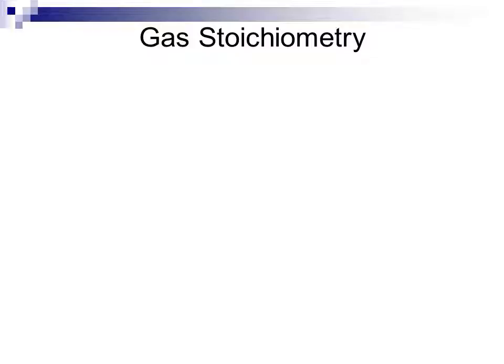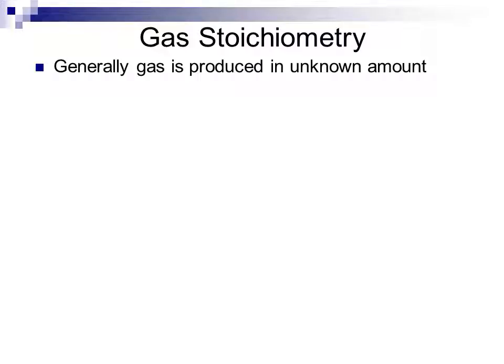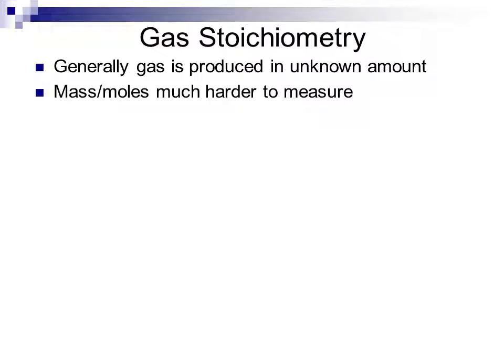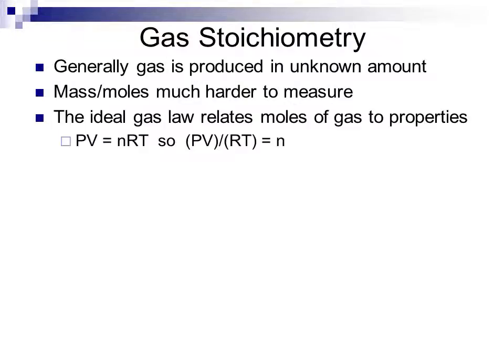When we look at gas stoichiometry then, generally gas is produced in an unknown amount because it's difficult to quantify the gas. We have difficulty measuring the amount of mass or moles of a gas directly because it can't be isolated into a single weighable amount in most cases unless it's contained within a vessel that's pre-weighed. The ideal gas law allows us to relate moles of gas to its properties.